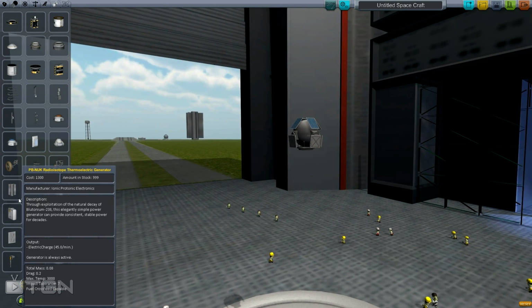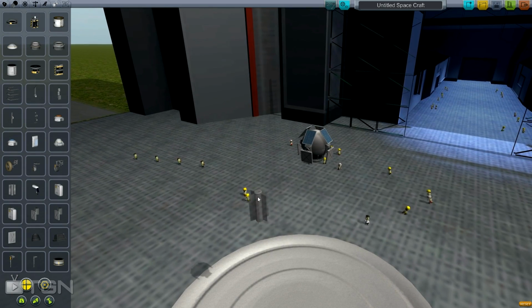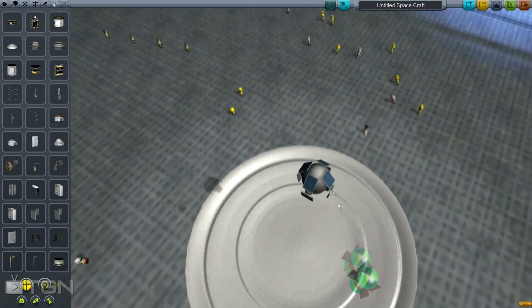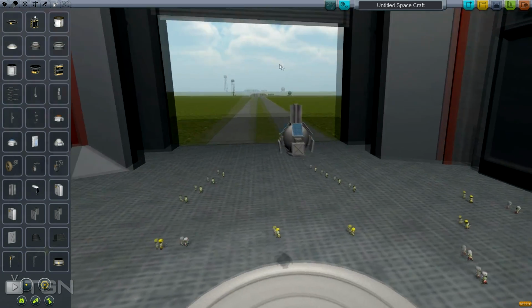thermal generator, which is basically nuclear power. It gives 45 per minute as well and weighs a lot, but it's free energy. You don't have to have the sun. These solar panels, you need the sun to actually get them to work. We need to get rid of that. So we can stick this guy on top. Alright, a little thermal generator.